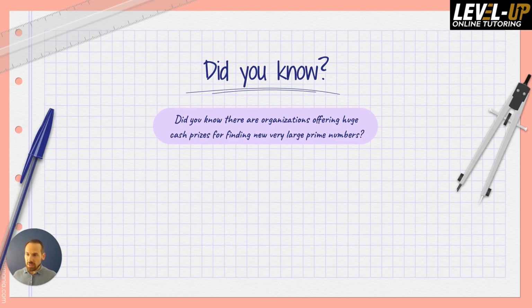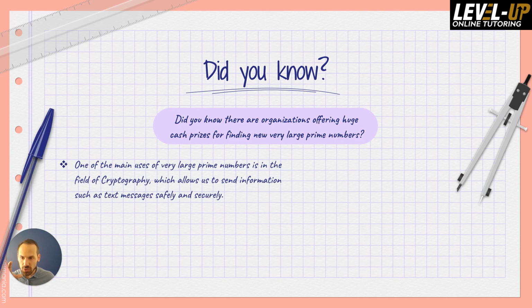So let me leave you with a did you know? Did you know there are organizations actually offering cash prizes for finding new, very large prime numbers? The reason is that they are super useful in fields like cryptography, which allows us to message each other safely. You might have seen, say, on WhatsApp, it will say end-to-end encryption. Encryption is basically cryptography. It keeps your messages safe so that no one else could read them when you send them from you to someone else.